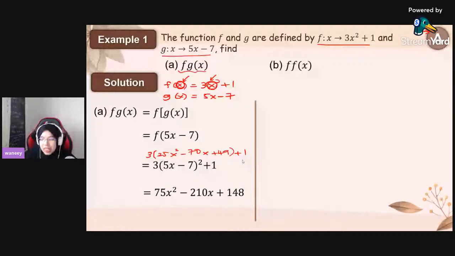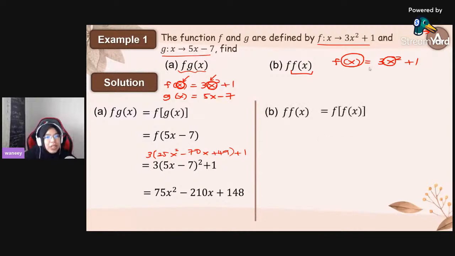Okay, so now f(f(x)). f(x) is equal to 3x squared plus 1. f(f(x)) means I will substitute f inside the f. So every time we see the x over here, we are going to replace them with f(x). So now I will substitute x with 3x squared plus 1. So they will become 3 multiplied with (3x squared plus 1) squared, and then plus 1.